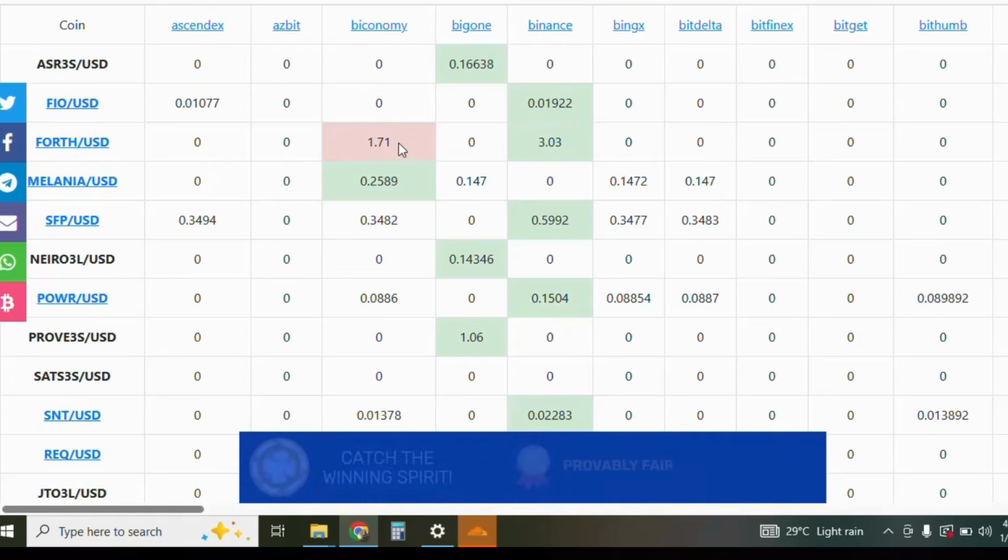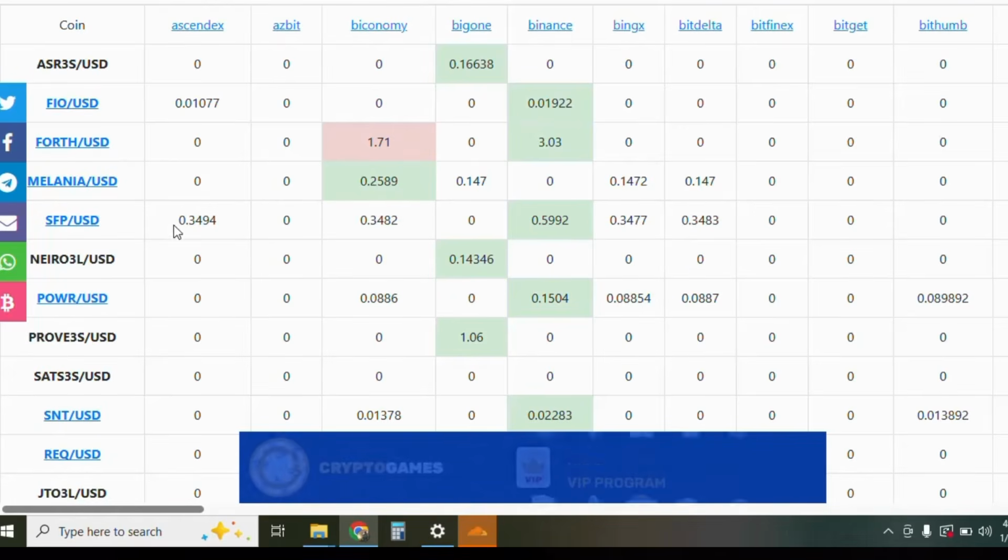Red simply means that there's a problem with this exchange by economy, or there's a problem with this coin on this exchange, all right, by economy. So anything you want to do, you have to just avoid this. Okay, particularly only use green or white.